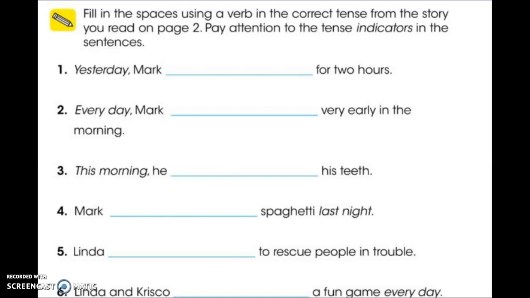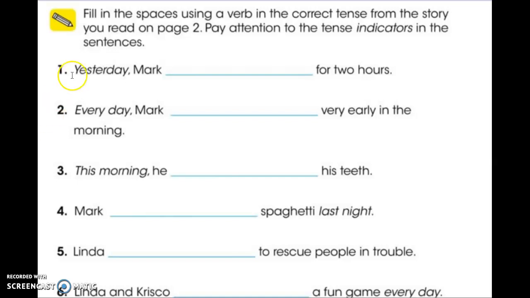These tense indicators are adverbs. Remember that we already learned that adverbs tell us when, where, or how the action takes place. In this page, adverbs are going to help me write the correct tense of the verb. Is it present or past? Let's look at the examples that we are going to do together. Number 1, number 2, and number 3.